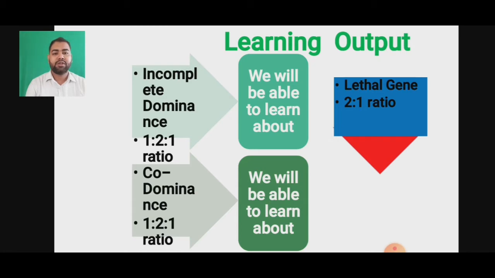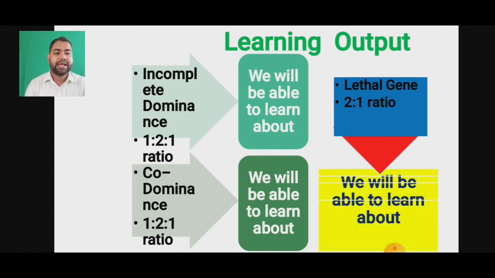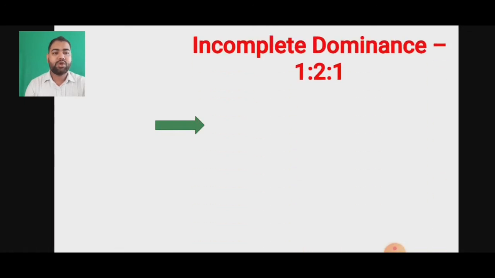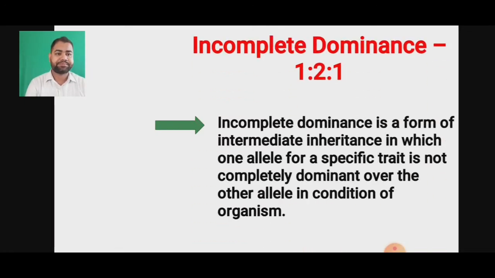The learning outcome from today's class, that means what we will learn after this class. First of all, we will be able to learn about incomplete dominance, the ratio 1:2:1. We will be able to learn about codominance, the ratio 1:2:1, and we will be able to learn about lethal gene, the ratio 2:1. First of all, we have to know what is incomplete dominance.